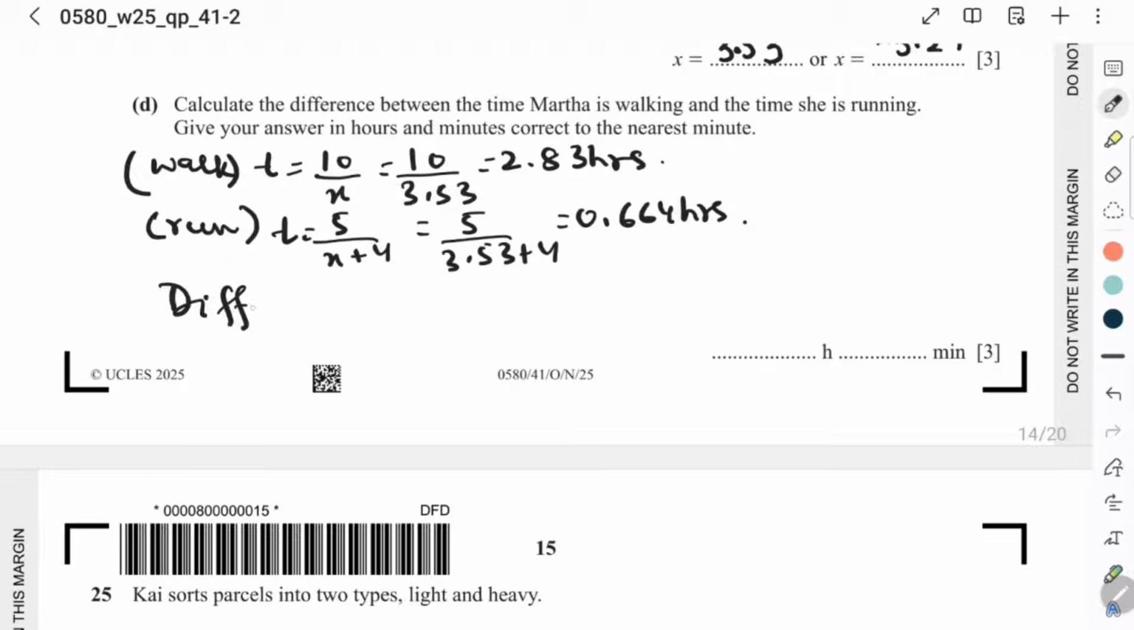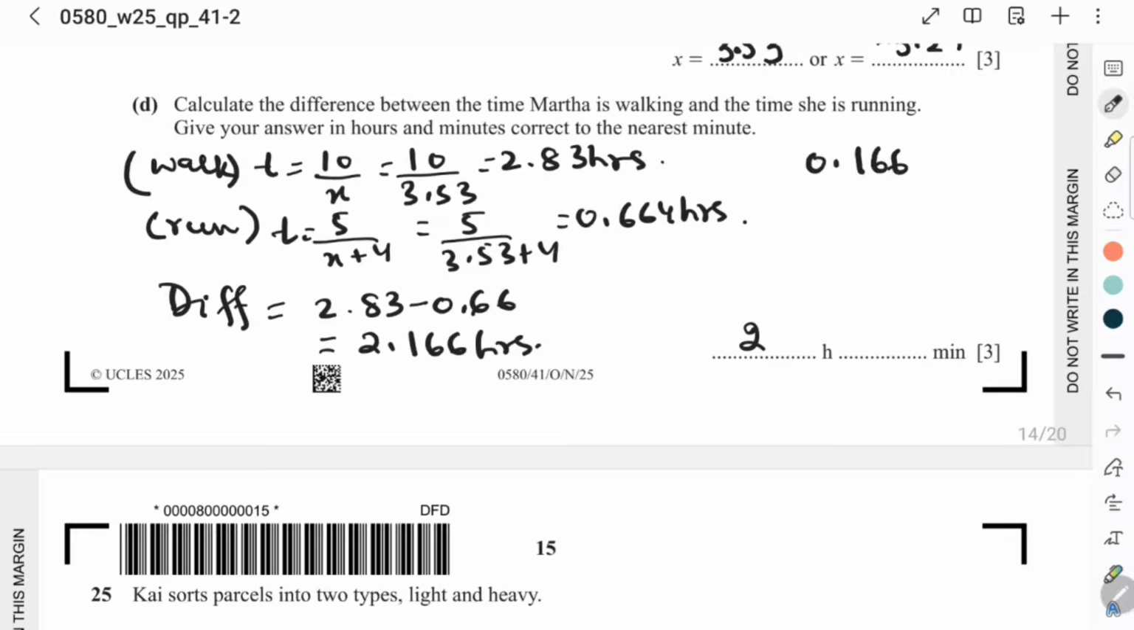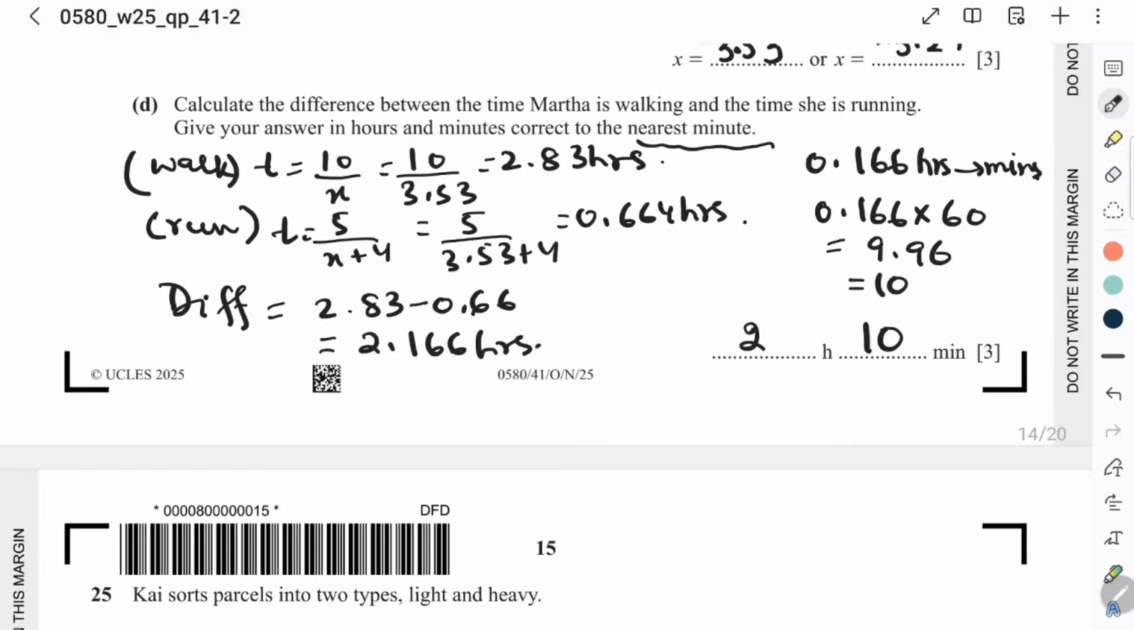Subtract them. So the difference in timings is 2.83 minus 0.66, so that is equal to 2.166 hours. Okay, so obviously it is 2 hours, and 0.166 hours into minutes. Hours into minutes, we multiply by 60. So 0.166 times 60 is 9.96. Corrected to the nearest minute means it is 10 minutes. So 2 hours and 10 minutes is the answer for this question.